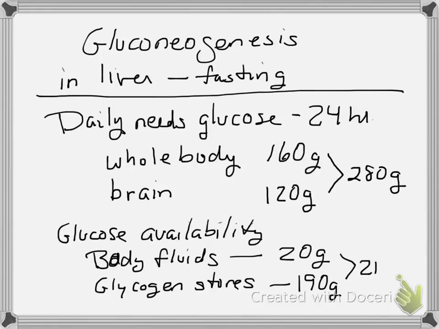If we add these up, we see in a 24-hour period we have approximately 210 grams of glucose availability. Compare this with our need for 280 grams of glucose. The numbers don't match, so that means that we have to make up for that extra amount of glucose that is required during a 24-hour fasting period. Also keep in mind that in an exercise state, this is going to be an even higher requirement.